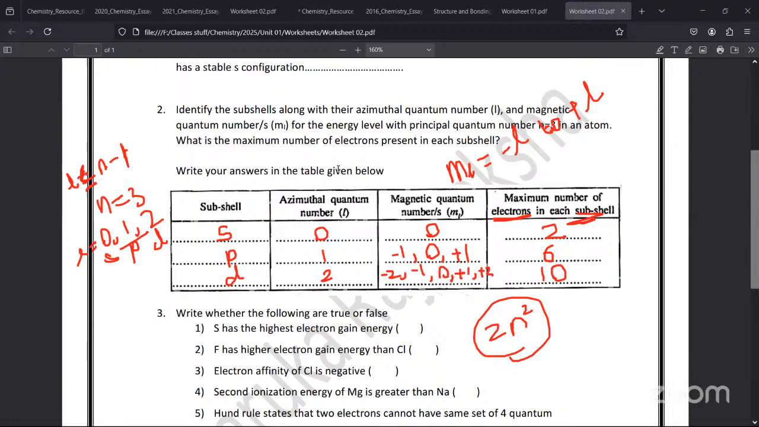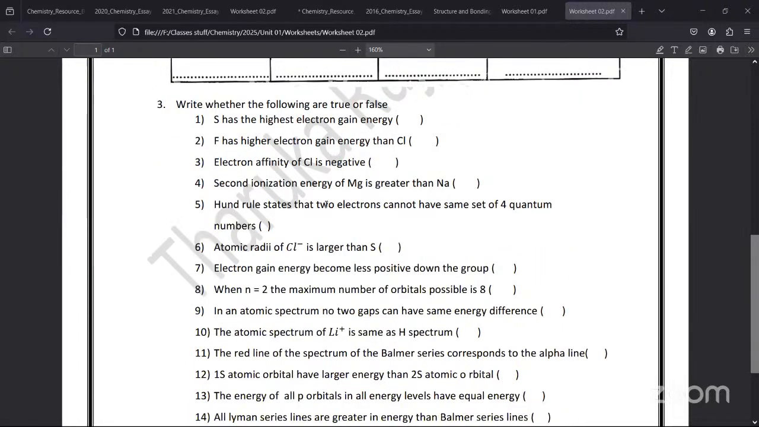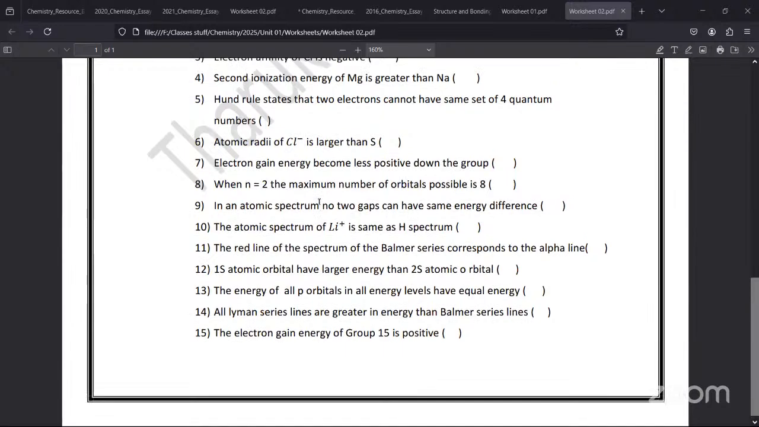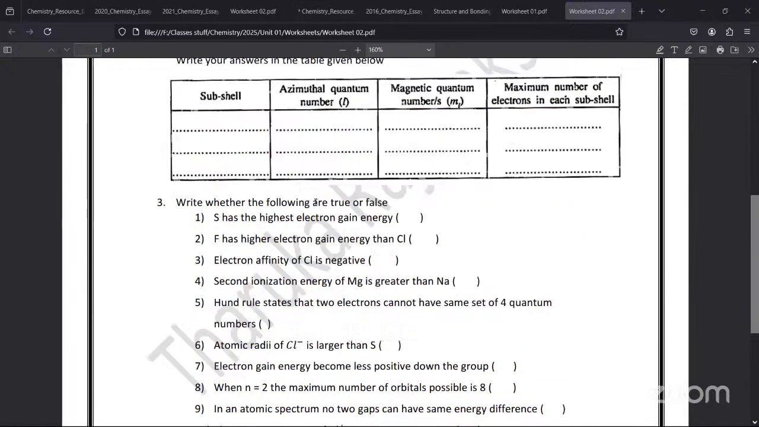Then we have the true or false statements. Now this one is very important. Sulfur has the highest electron gain energy. You know that is wrong. Why? The highest electron gain energy was chlorine. In that zigzag variation, you had chlorine first, then fluorine, and only then sulfur. Sodium, magnesium, aluminium, phosphorus, sulfur, chlorine. Sulfur is here. So chlorine is the highest negative.